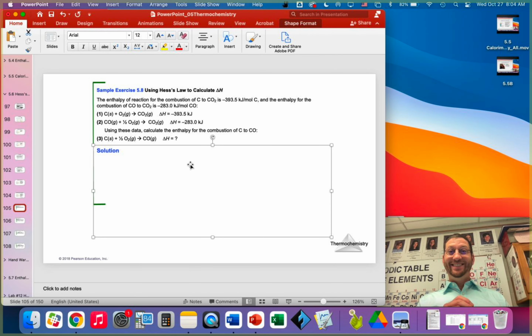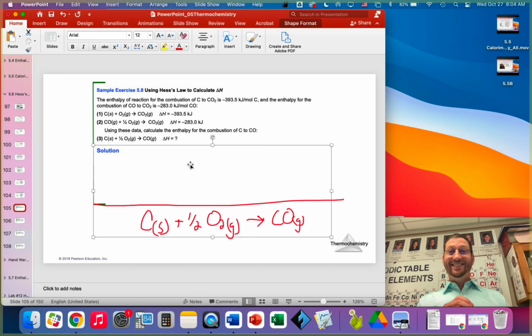So I like to go ahead, kind of like a net ionic equation, I like to figure out where I want to be at the end. So at the end, I better end with carbon solid. So it's really important to know the states of matter, because all known quantities and their states have to be identical. Plus 1/2 of O2 in the gas phase turns into carbon monoxide in the gas phase. And again, we want to know what this delta H is.